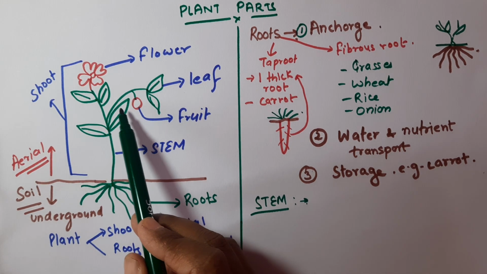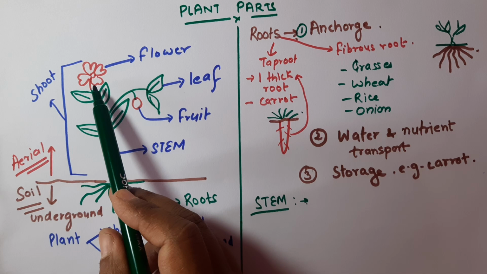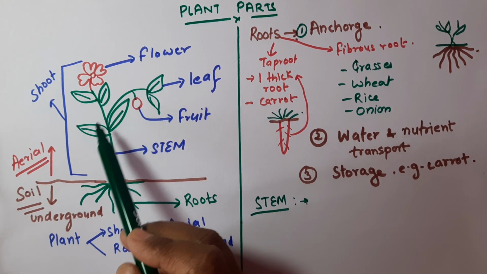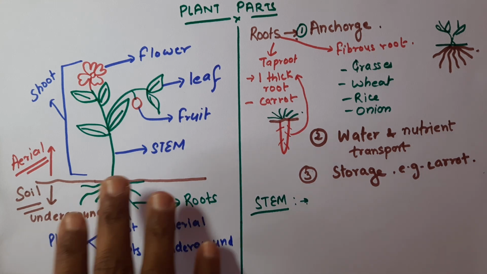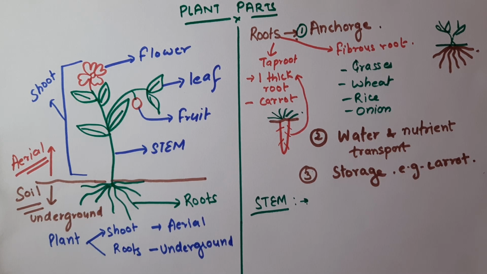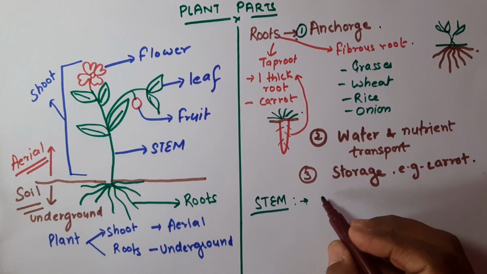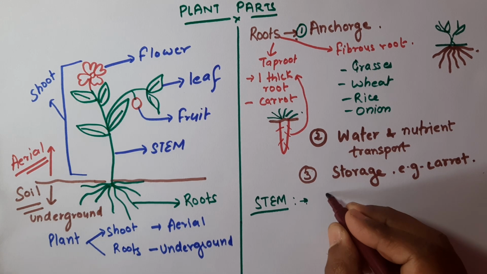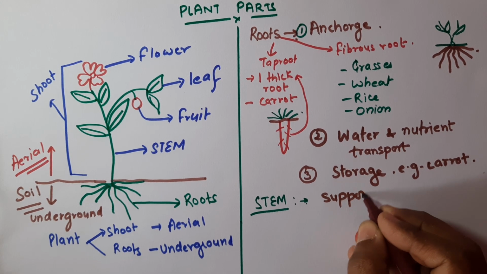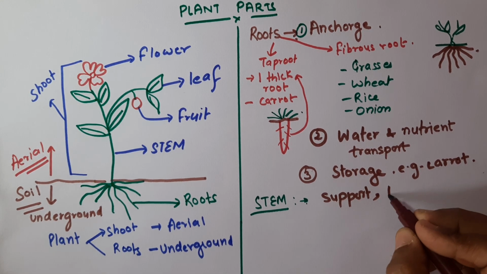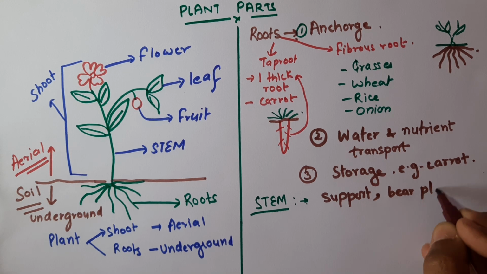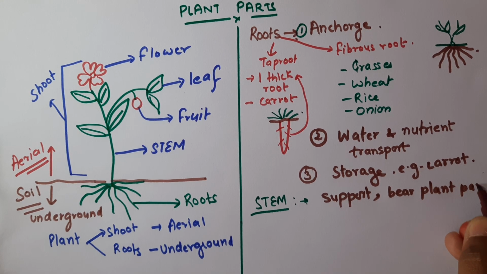Second, the leaves, the flowers, the buds, and the fruits grow on the stem only. So this is a small plant. First, the role of the stem is that it will give support to the plant. The second is that it will bear the plant parts. What plant parts? We already discussed: the fruit, the flower, the leaf, the buds, etc.